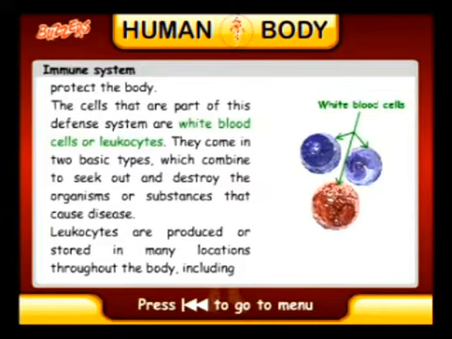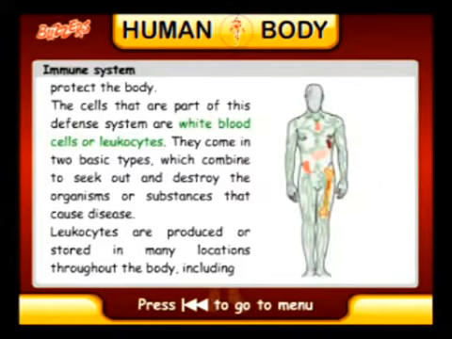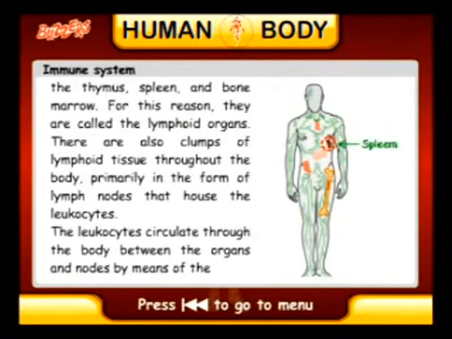Leukocytes are produced or stored in many locations throughout the body, including the thymus, spleen, and bone marrow. For this reason, they are called the lymphoid organs. There are also clumps of lymphoid tissue throughout the body, primarily in the form of lymph nodes that house the leukocytes.